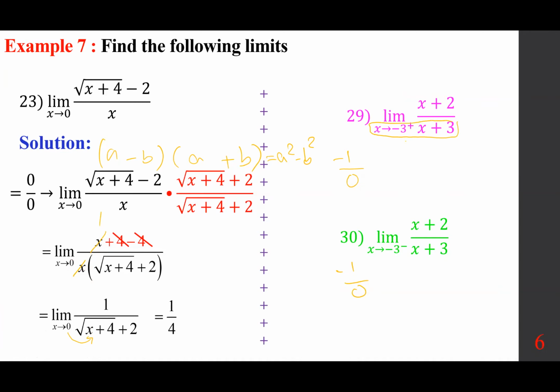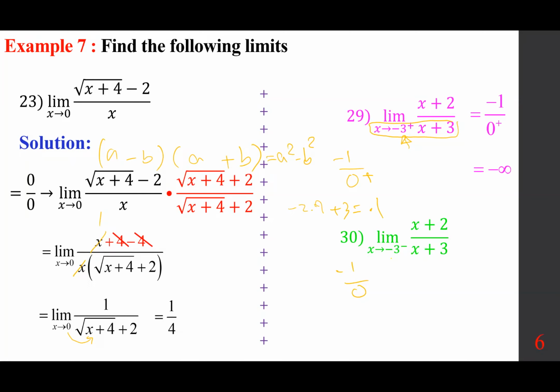And negative 3 from the right, something like negative 2.9, you can pick an example, negative 2.9, because we are interested in the sign. When we add it to 3, the answer is positive 0.1. So it's negative 1 over 0 from the right. And why is this important? Because negative over positive is negative, and the answer is negative infinity.